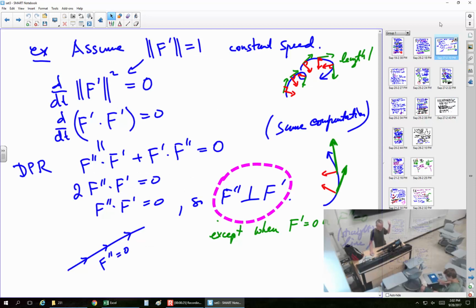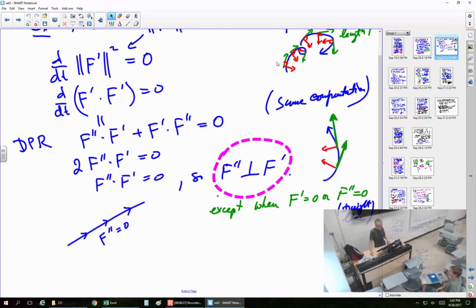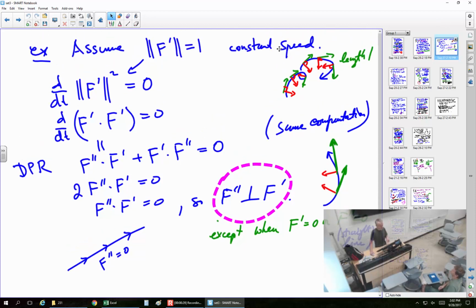These are the two things that we discovered: constant speed guarantees that the velocity is perpendicular to the acceleration. That's good. It seems like the relation is not coincidental, even though you can probably imagine this picture.